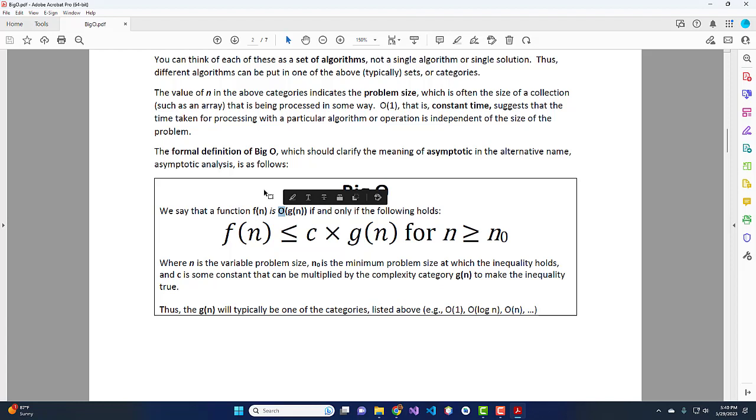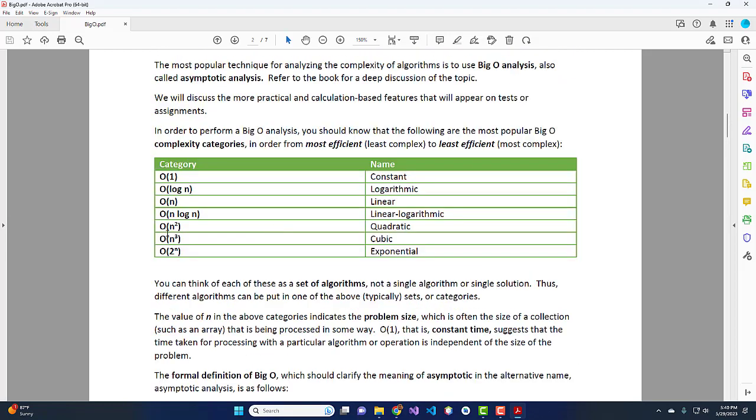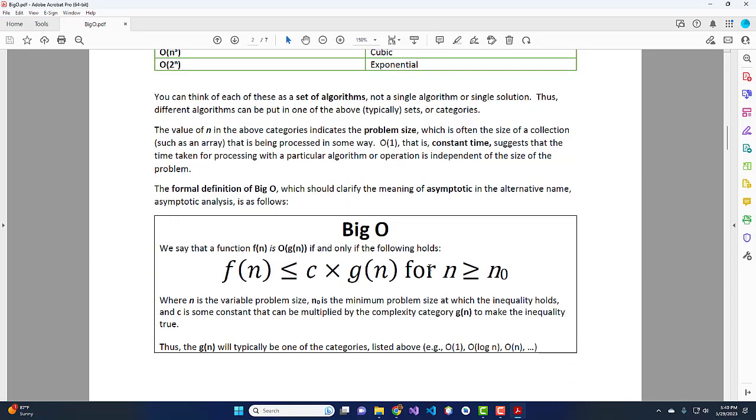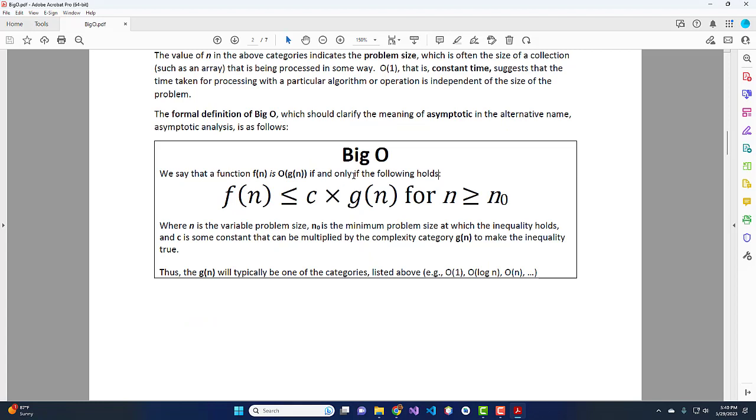Big O, even though it looks like a function call, is itself a set of elements. So we say that a function f of n is big O of g of n, and that g of n is usually one of these things. It could be 1 or log n, or g of n equals n, g of n equals n log n, g of n equals n squared, etc. So it's one of those. We say that f of n is big O of g of n if and only if the following holds.